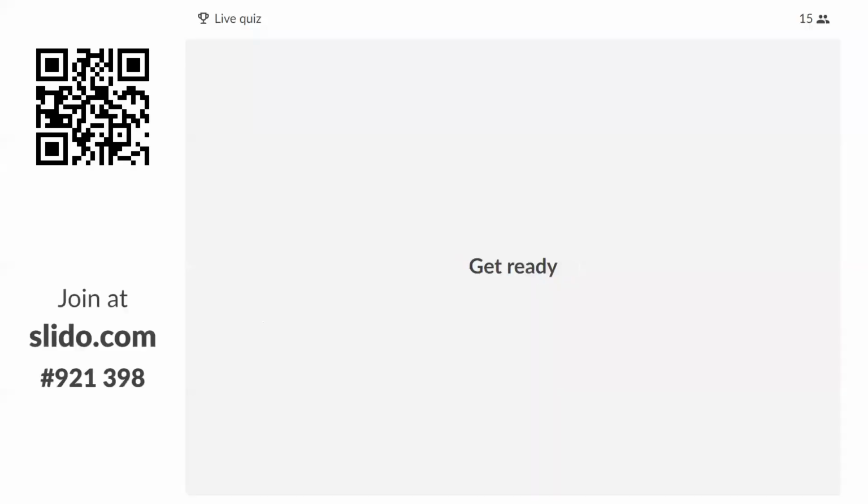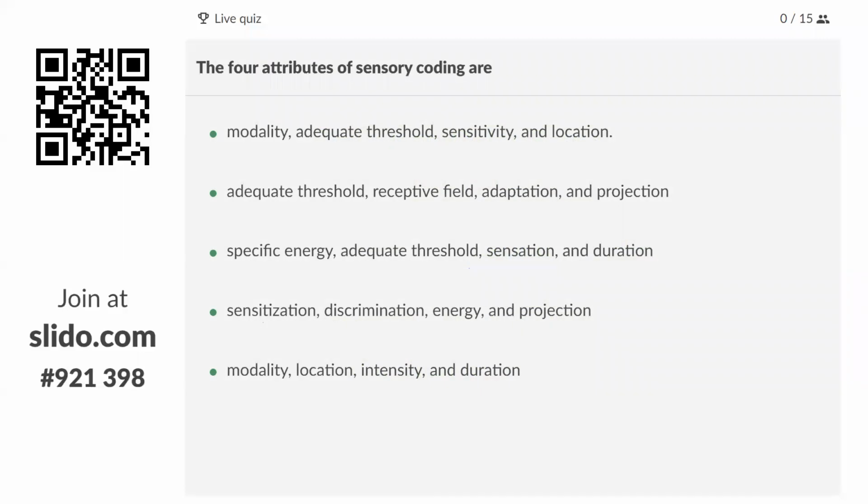All right, so let's go back to our slido.com for review, and let's see if you are ready to join the quiz question. The next question is, the 4 attributes of sensory coding are. So what are the 4 attributes of sensory coding? We just discussed them.